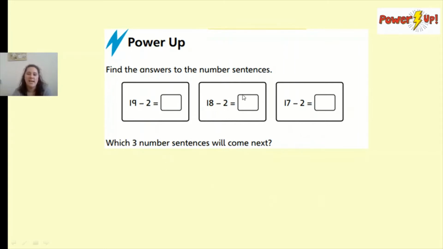Our questions today are asking us to find the answers to these number sentences. Here we've got 19 take away 2, then 18 take away 2, then 17 take away 2. Once you've found the answers, see if you can guess which three number sentences would come next. There's a bit of a pattern here and I want to see if you can spot it. So, pause the video here and have a go at answering these questions in your book.